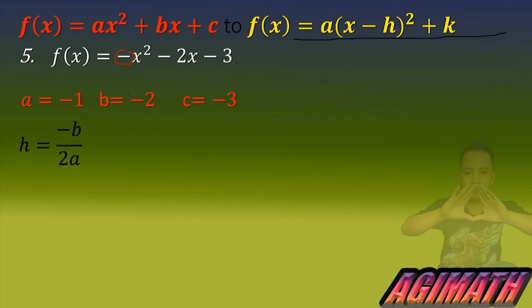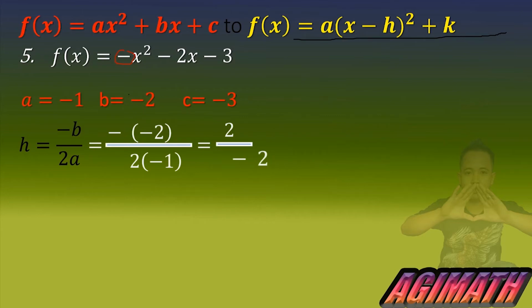h is equal to -b over 2a. Just substitute and simplify. So you will have negative, and be careful because b is -2, so you write -2. And on the denominator, you will have 2 times -1 because a is equal to -1. And simplifying further, negative times -2 is equal to +2. And 2 times -1 is equal to -2. And then positive divided by negative is equal to negative. That's why we are going to have h as -1. Magic rectangle.